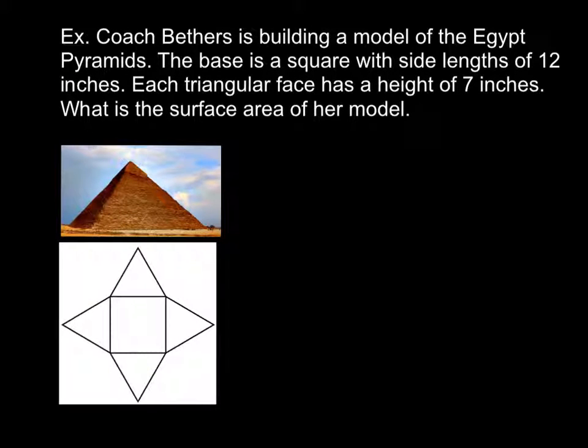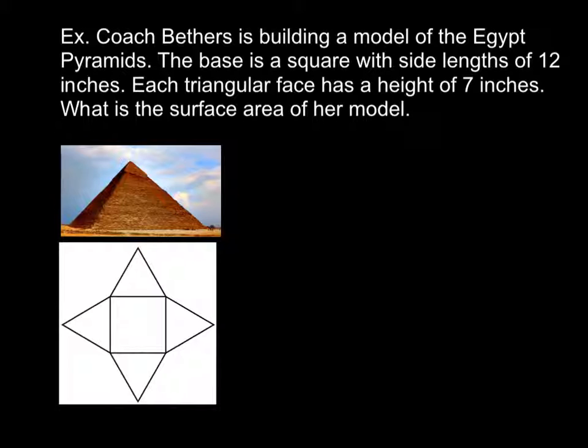Okay, so here's our first example. Please write these problems down in your notebook. Coach Beathers is building a model of the Egypt pyramids. Remember, she loves Egypt. The base is a square, see my net, with side lengths of 12 inches. Each triangular face has a height of 7 inches. What is the surface area of her model? Now, I want you to pause your video and go ahead and write down the problem and draw this net. Go ahead and pause now.